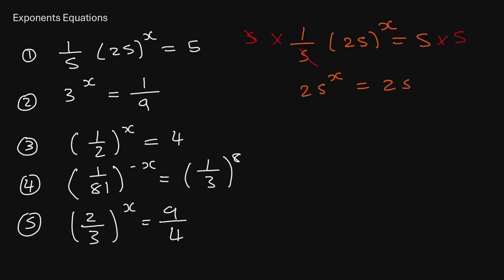And then we have achieved our goal to have the same bases. So if we have the same bases, we just drop the bases and we equate the exponent. So x is going to be equivalent to 1.